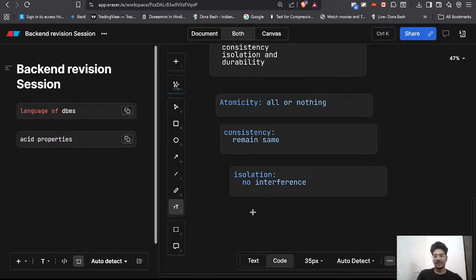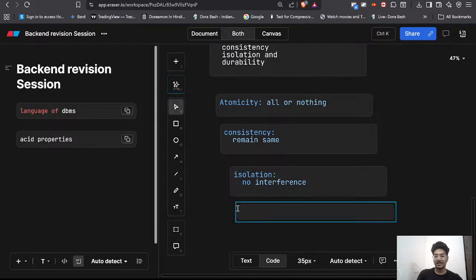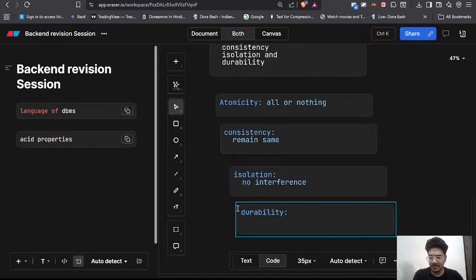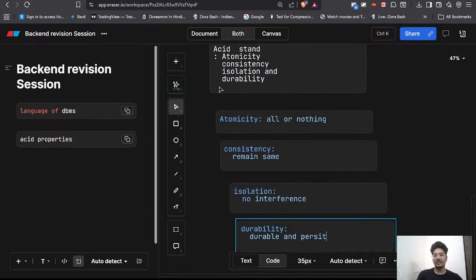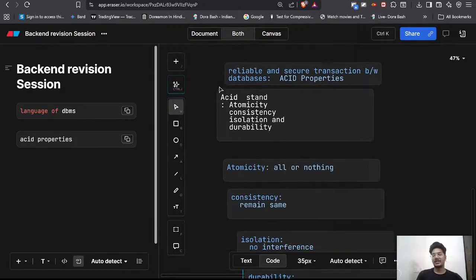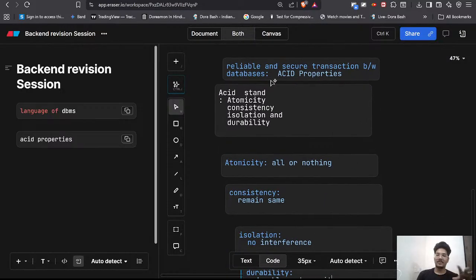And after that we have durability. Durability means the transaction made should be durable and must persist. So we have learned it is a reliable and secure transaction between data sets.